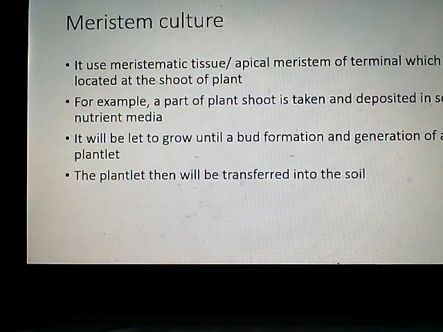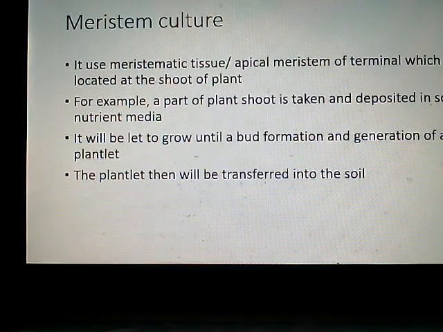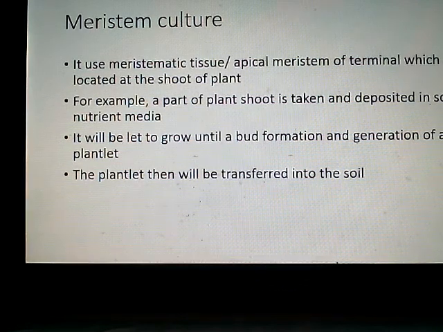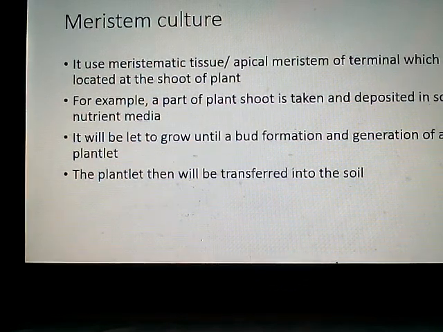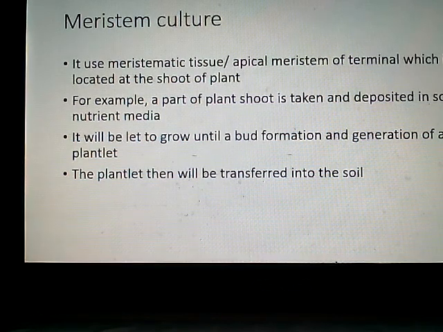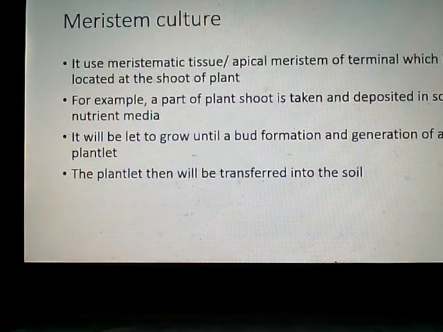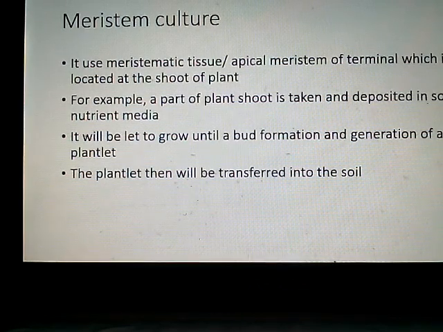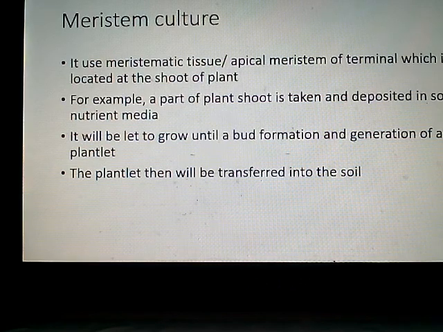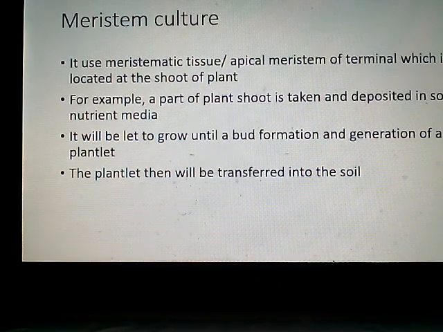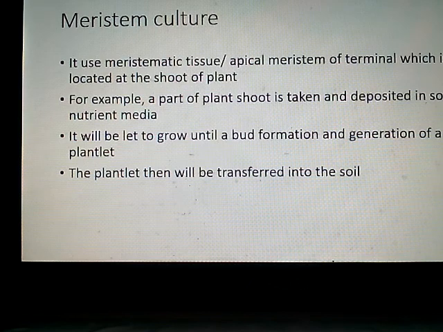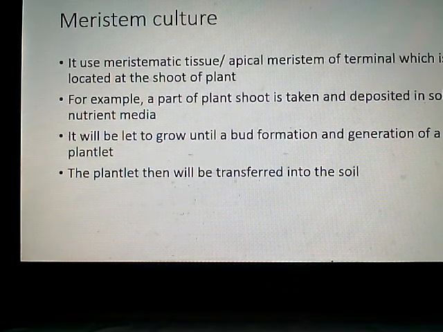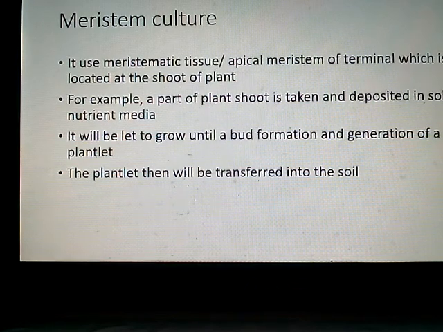Meristem culture uses meristematic tissue or apical meristem, which is located at the shoot of the plant. For example, part of the plant shoot is taken and deposited in solid nutrient media, which consists of sufficient nutrients needed by the plant tissue culture to grow. It will be left to grow until bud formation and generation of plantlet. The plantlet will then be transferred into the soil for the generation.